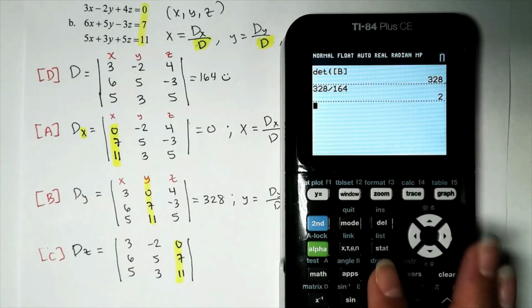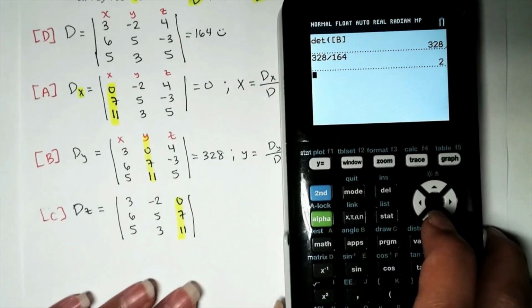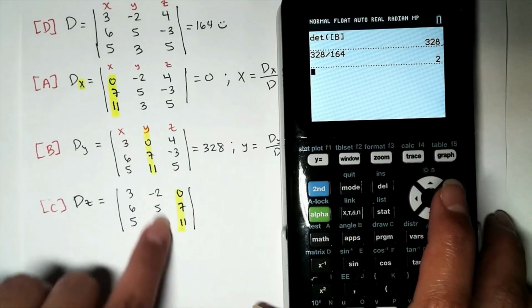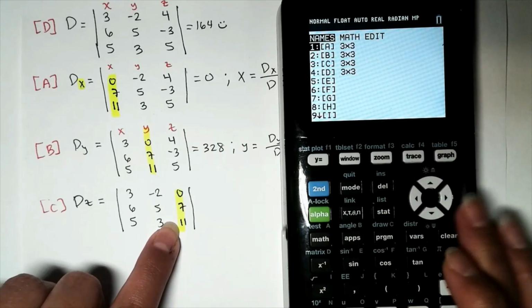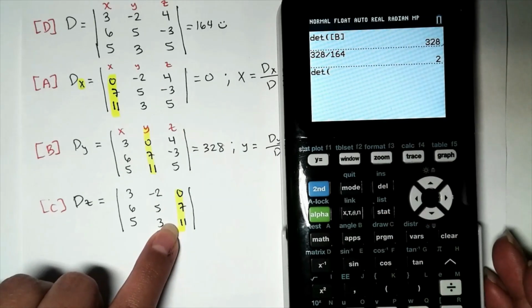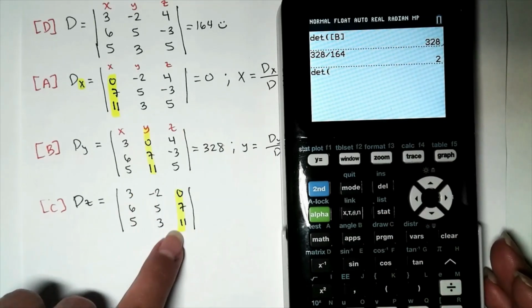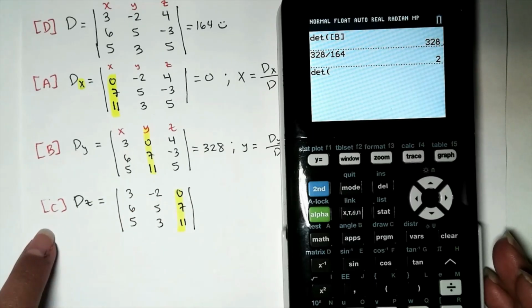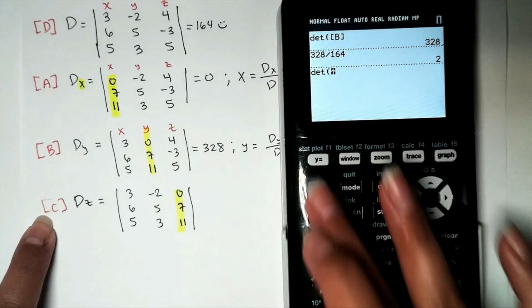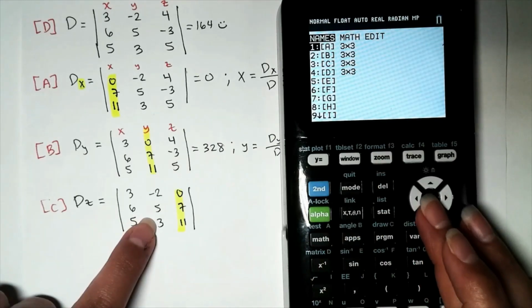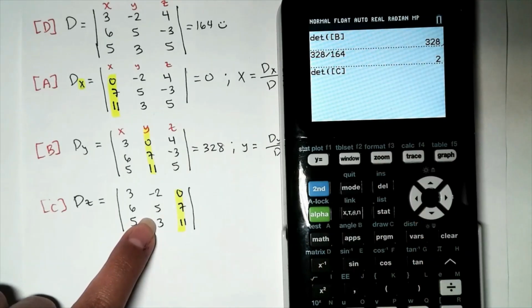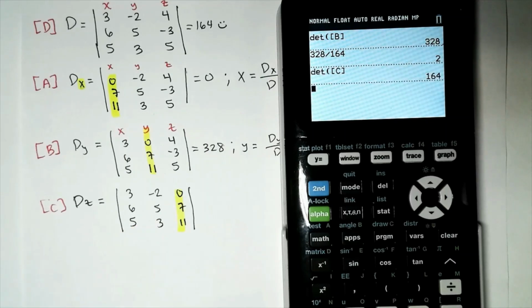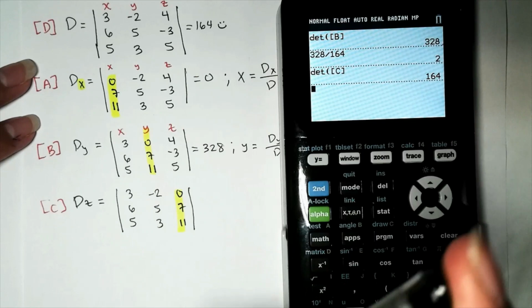So let's get out of here. Second, quit, and then calculator, do some math for us. Find the determinant of this matrix. So second matrix, do the math, determinant, and let's tell the calculator to find the determinant of this matrix wherever you stored it. In this case, I stored it under C. So second matrix, and then matrix C. Fantastic. Let's hit enter, and that gives us 164. Whew, I feel like I can breathe finally.